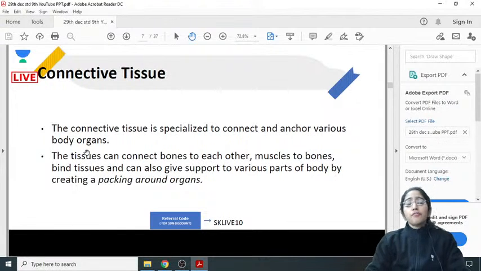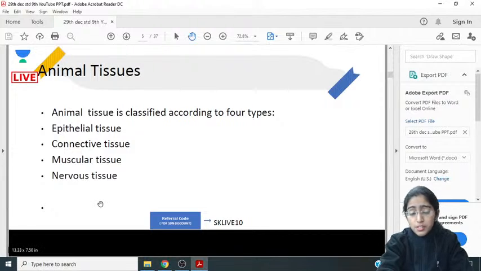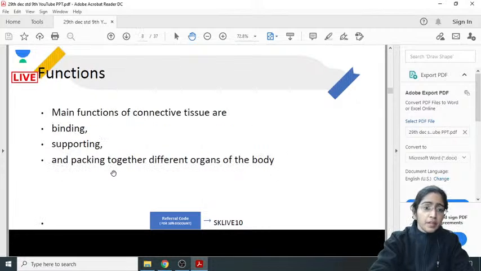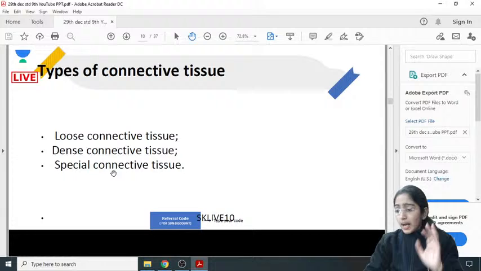Okay. Among the four types of animal tissue, that is the epithelial, connective, muscular and nervous, the most abundant is connective tissue. Why is it so? If you look at the classification, connective tissue has a wide classification. Based on the cells, based on the matrix, based on the functions, it has been classified into three types: loose connective tissue, dense connective tissue and special connective tissue. Clear? I hope I'm clear till here.